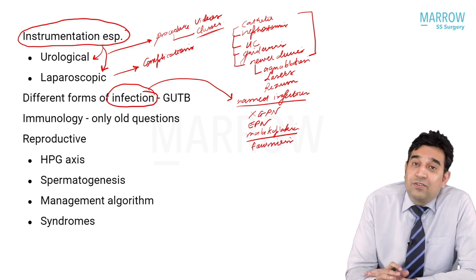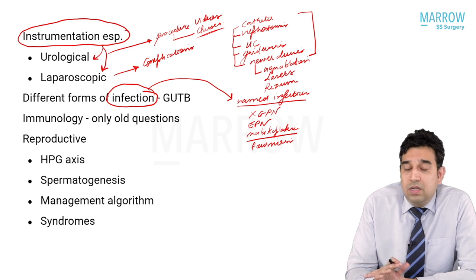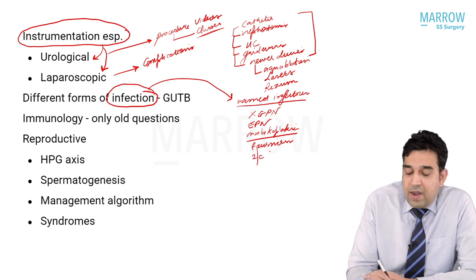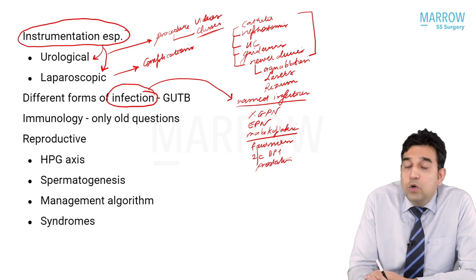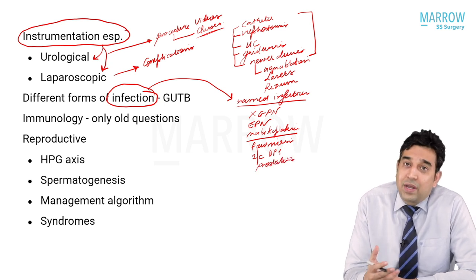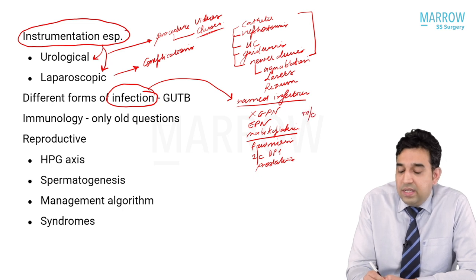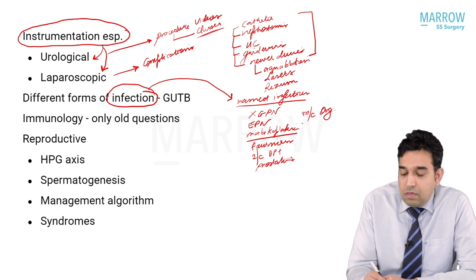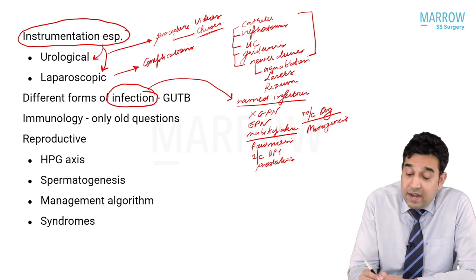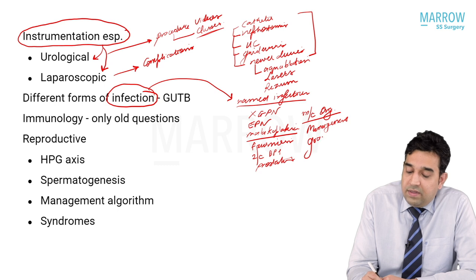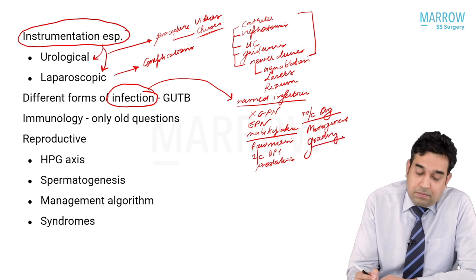So all the infections which are particular to a certain organ: interstitial cystitis, bladder pain syndrome, prostatitis, epididymitis. We should know about the basics and the common organisms which are causing these infections and the basics of management of these. And if there's any severity grading, then we should know the grading of the severity of the infection as well.